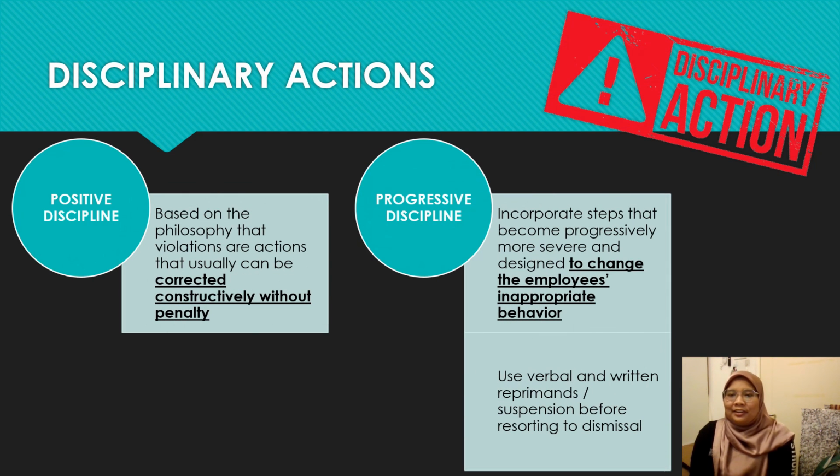Based on the video just now, employees with problems usually will be taken into disciplinary action. Talking about disciplinary actions, there are two disciplinary actions in the workplace, which are positive discipline and the other one is progressive discipline. A positive discipline is based on the philosophy that violations are actions that usually can be corrected constructively without any penalty. On another note, a progressive discipline incorporates steps that become progressively more severe and designed to change the employee's inappropriate behavior.